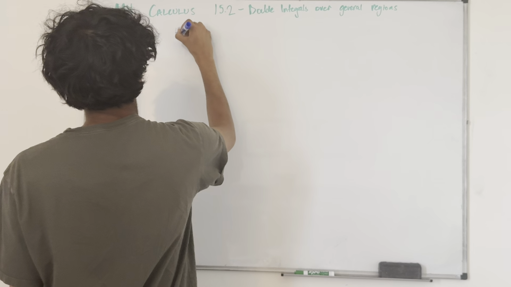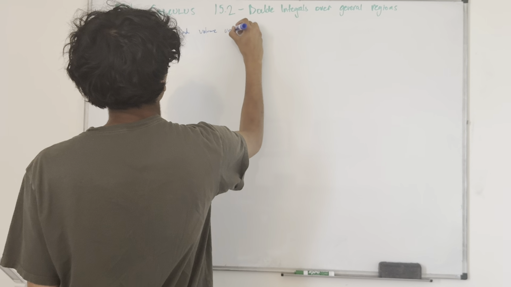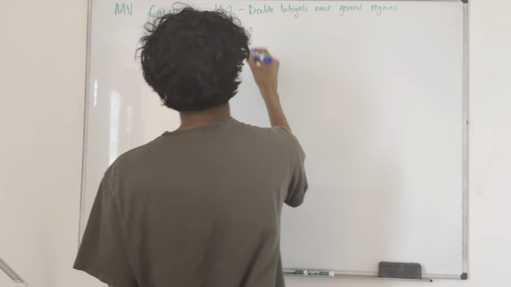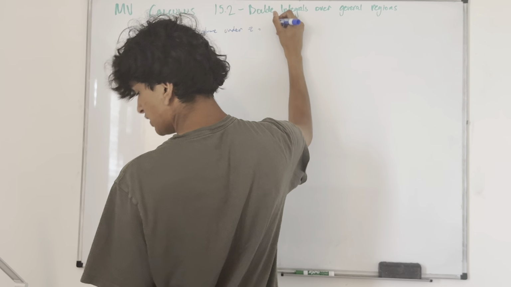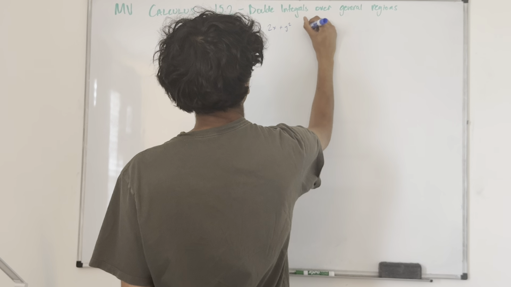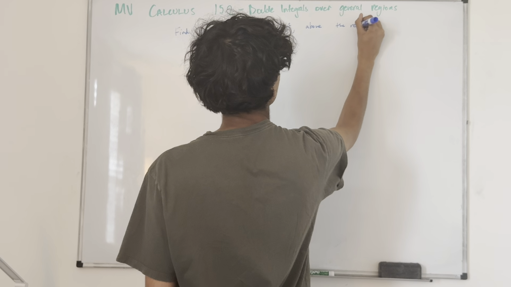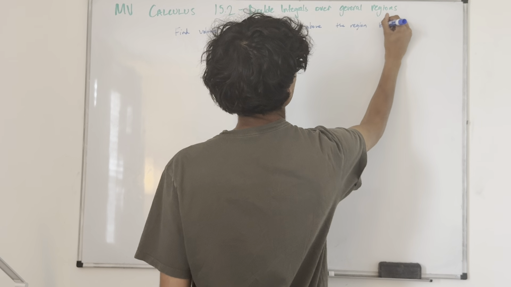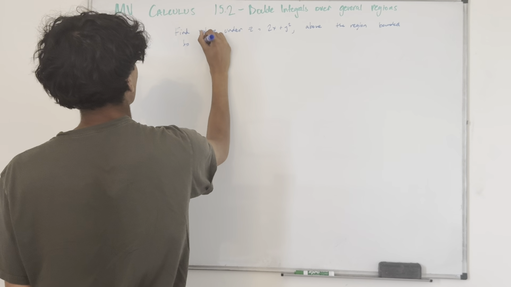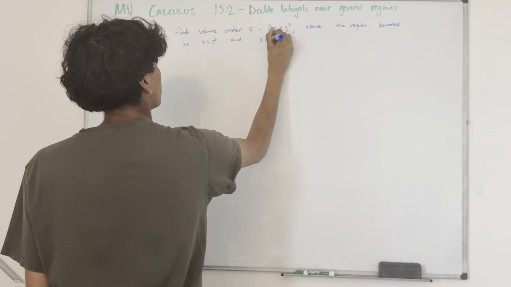Let's find the volume under z equals 2x plus y squared, above the region bounded by x equals y squared and x equals y cubed.